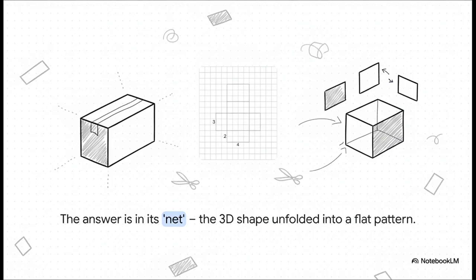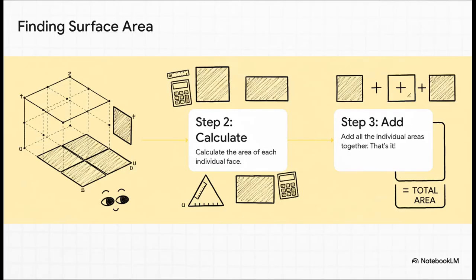That's the surface area. So, how in the world do we calculate that? Well, the secret lies in something called a net. Just imagine you could take a pair of scissors to that box, cut along some edges, and unfold it so it lays completely flat. That flat pattern you see here, that's the net. And look, it's just a bunch of simple 2D rectangles that we already know how to find the area of. So the whole process is actually way simpler than it sounds. Step 1, you picture that unfolded net.